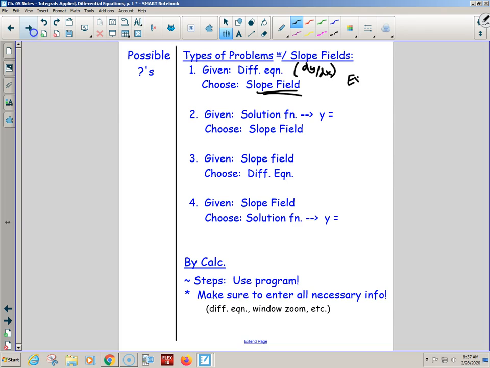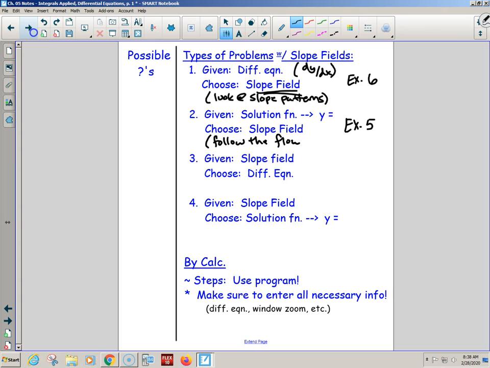That was example 6. You could be given a solution, a y equals, and have to choose a slope field. That would be like example 5. If you're choosing a slope field from a differential equation, we have to look at slope patterns, like we just did. If we're given a solution function, or trying to match with a solution function, we're trying to follow the flow. And the same basic idea happens.